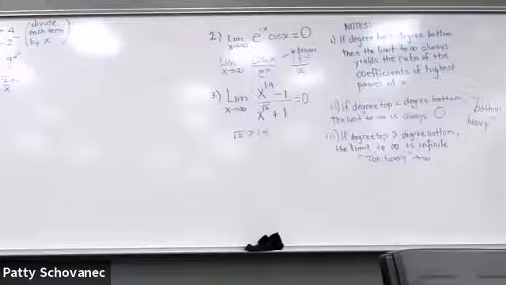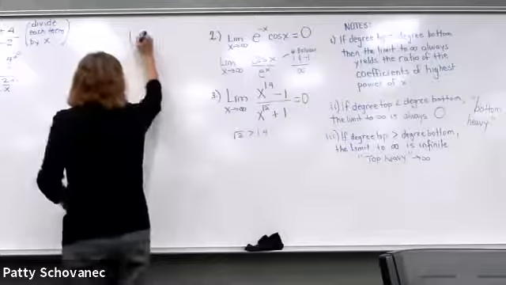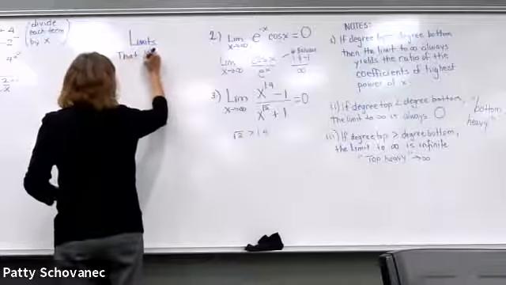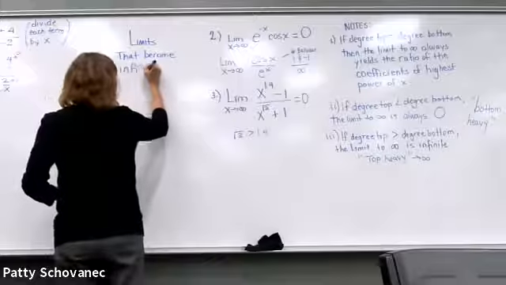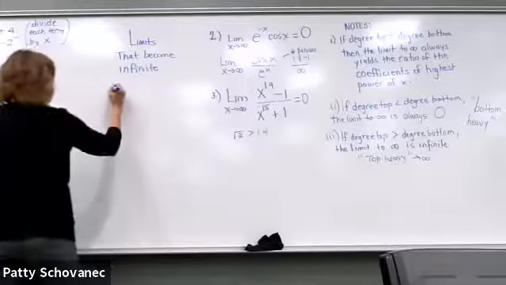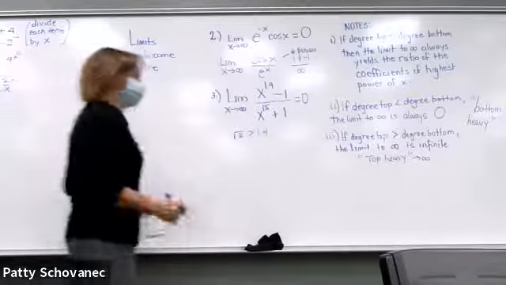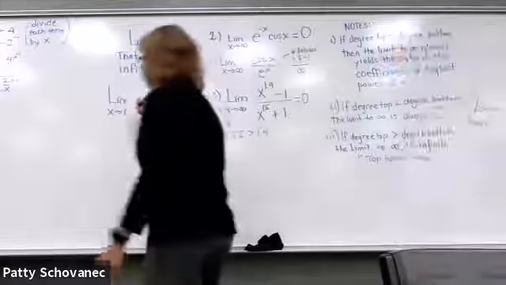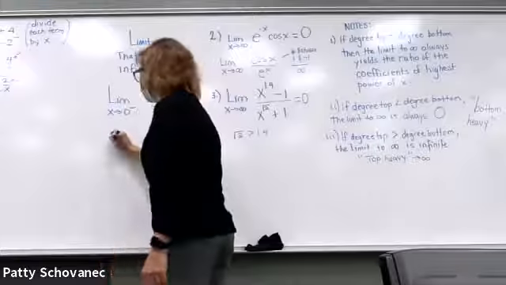Okay, so last time we looked at the limits that become infinite. So let's look at these two limits. The limit as x goes to 0 from the left and from the right of (4 minus x) over x. Let's do from the left and from the right.